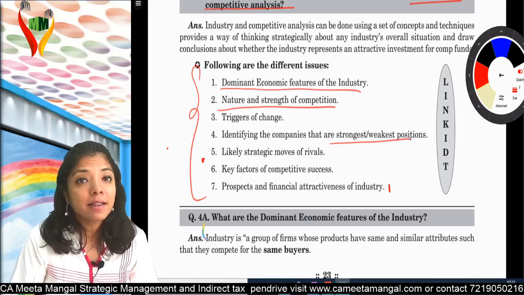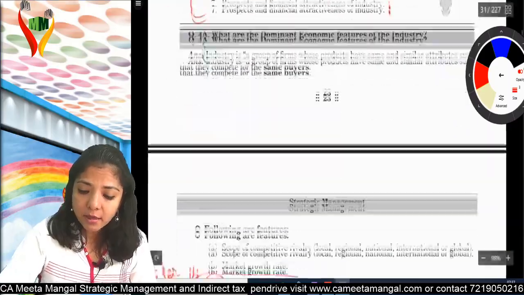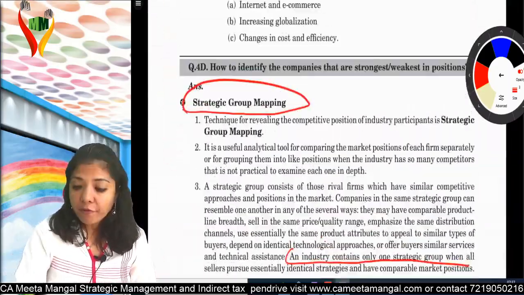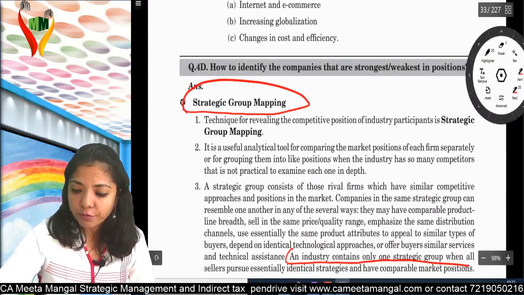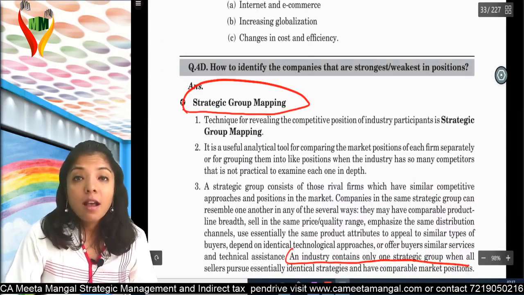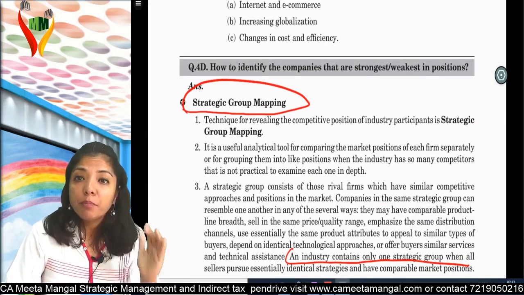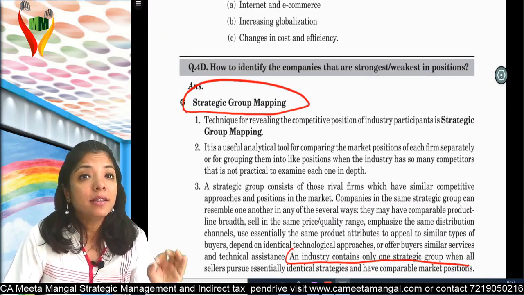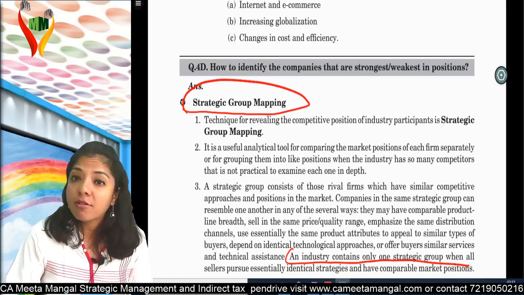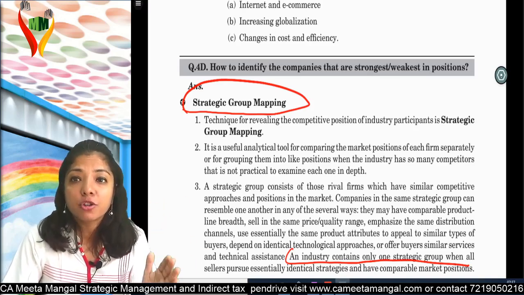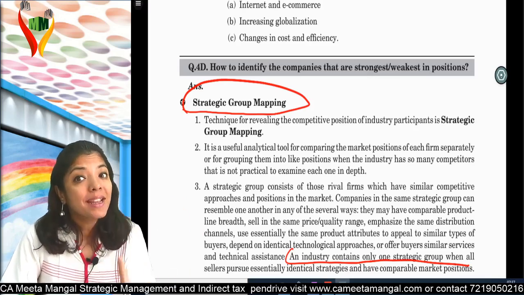Identify the companies that are strongest or weakest in position. Come to question number 4D. Very, very important from exam point of view. The method to identify the companies that are strongest or weakest in position is called strategic group mapping. Strategic group mapping helps me to identify the companies that are strongest as well as weakest, both.